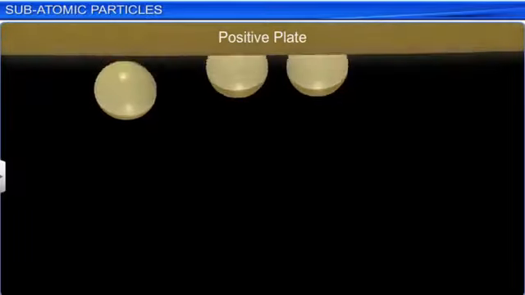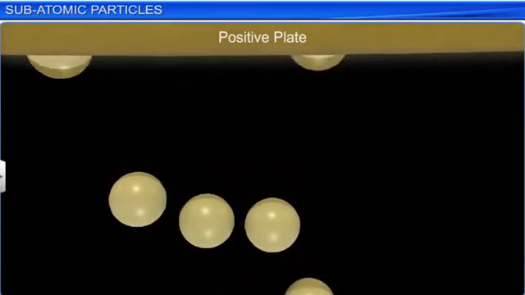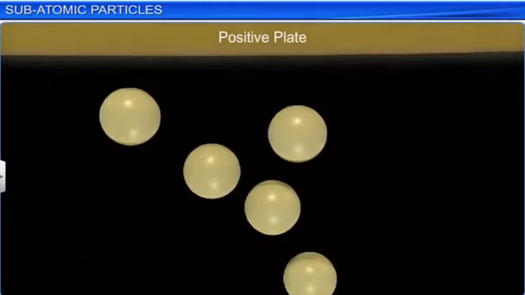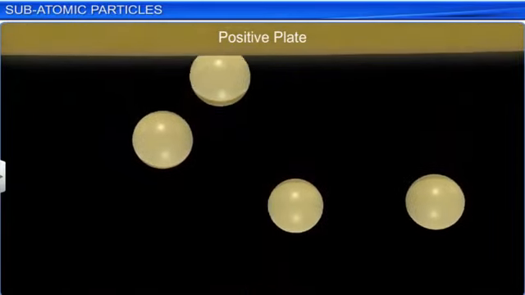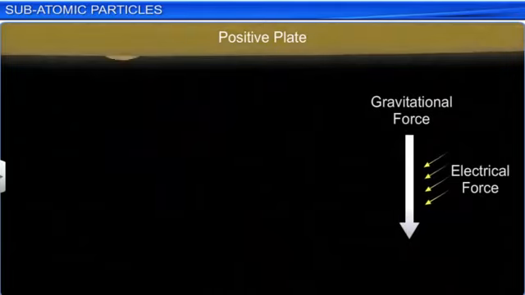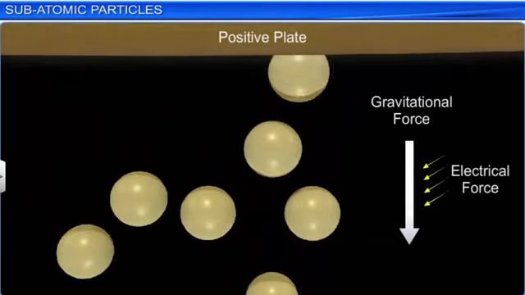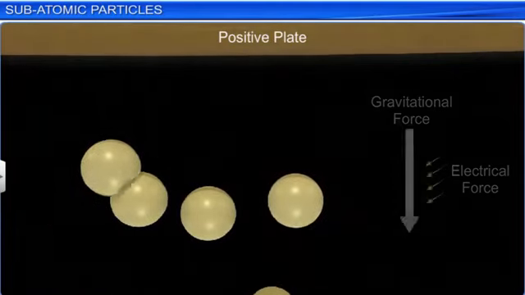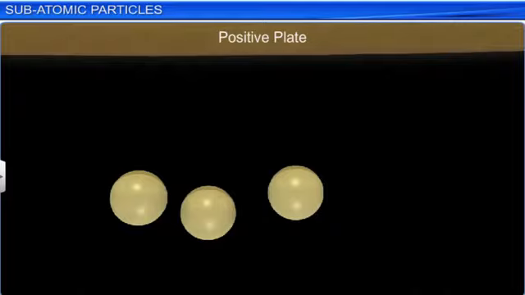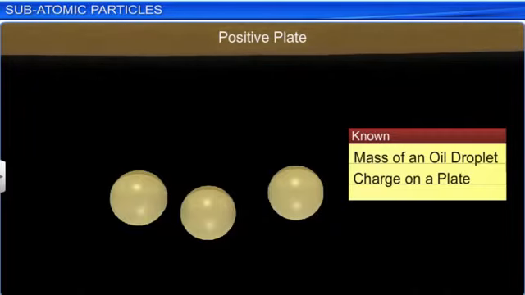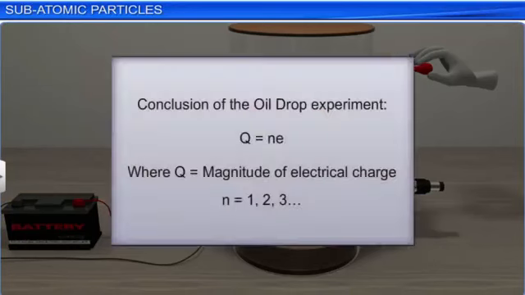On applying voltage to the upper positive plate, the charged oil droplets got attracted towards it against gravitational and electrostatic forces. Millikan then varied the voltage to strike a balance between the acting forces and to make the oil drop stationary. He then calculated the charge on the droplet from the mass of an oil droplet and the charge on the plate. He found that the magnitude of electrical charge, Q, on the droplets is always an integral multiple of the electrical charge E. That is, Q is equal to NE.